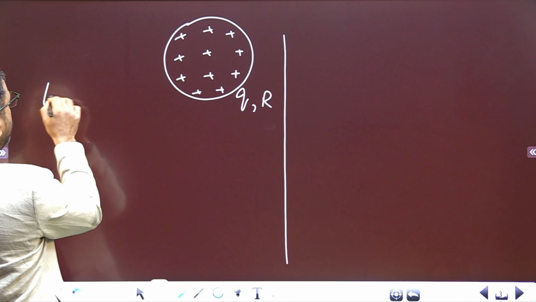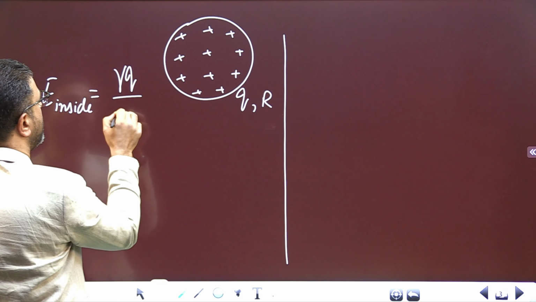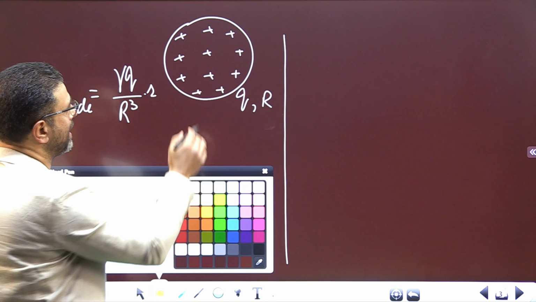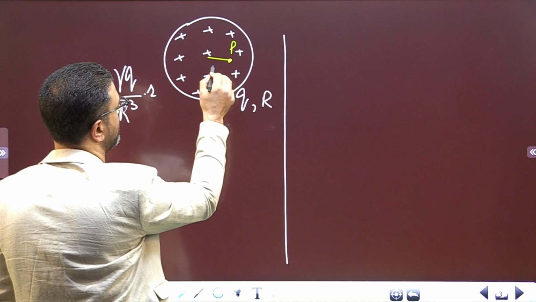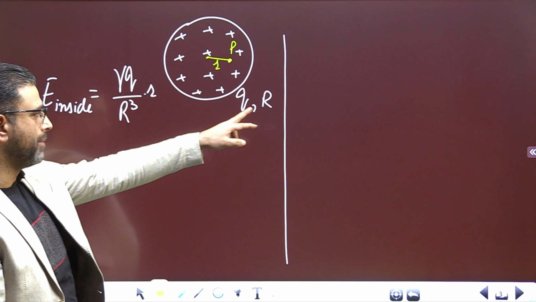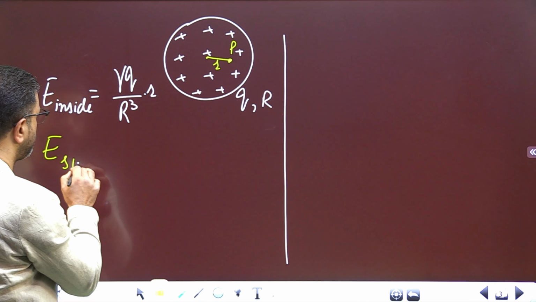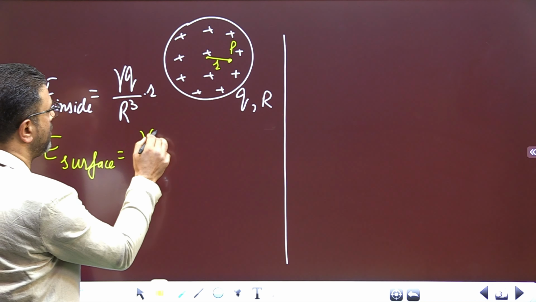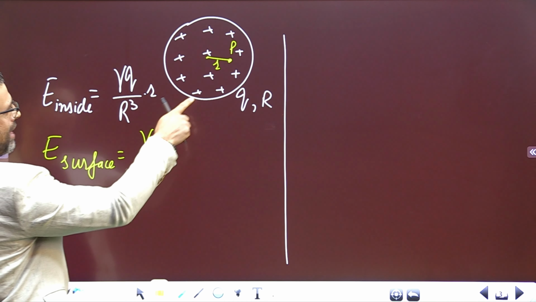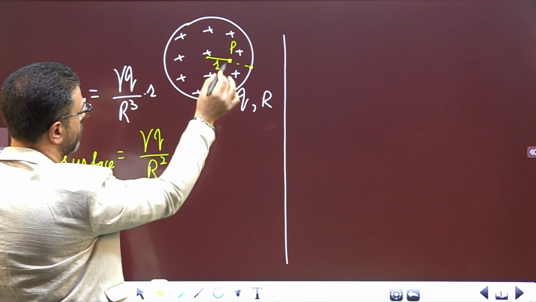Field inside is given by gamma Q divided by capital R cube into little r, at any point at a distance r from the center. Capital R being the radius, and Q the total charge of the sphere. And then the field on the surface is gamma Q divided by capital R square. You just have to use capital R instead of small r because we are finding the field at the surface. So small r is equal to capital R.